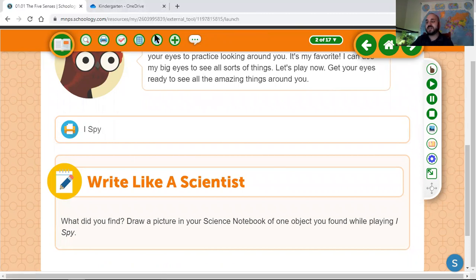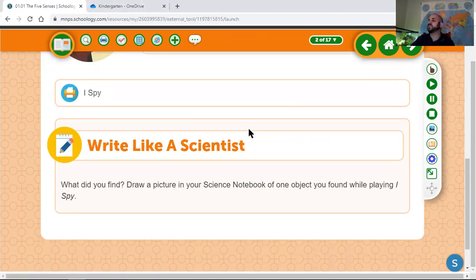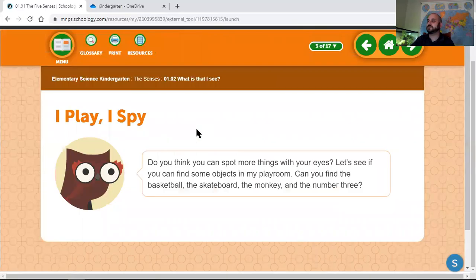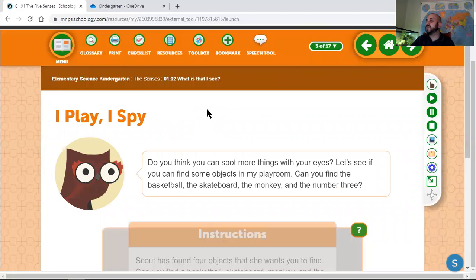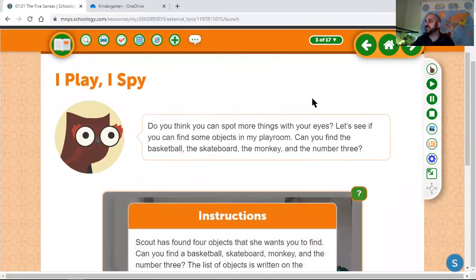So we'll take a moment here. If you want to pause and play I Spy with your teacher, you can draw a picture in your science notebook of one object you found while playing I Spy. Do you think you can spot even more things with your eyes?